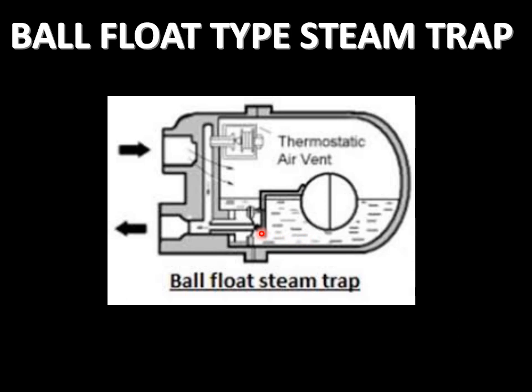When this port is open, the steam condensate begins to move out of the steam trap. Now as the steam condensate begins to move out of the steam trap, the level of steam condensate goes on decreasing. As it begins to decrease, the float also starts moving back to its original position, and the mechanism also gets activated and gradually closes the steam condensate discharge port.